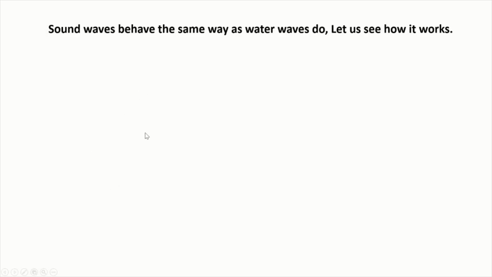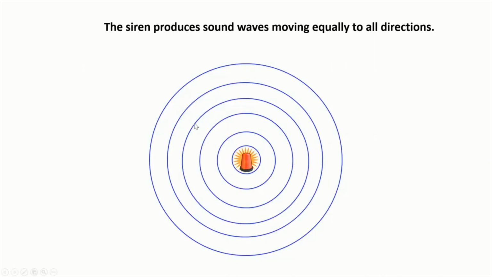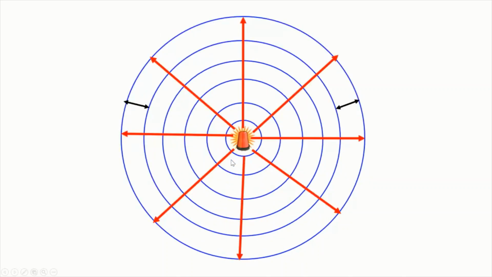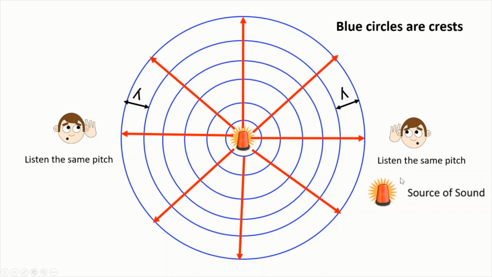Sound waves behave the same way as water waves do. Let us see how it works. This is a stationary sound source produced by a siren. The siren produces sound waves moving equally in all directions. These blue circles are the crests, and the distance between crests is the wavelength. Now, if I place two observers on each side of the sound waves, they are going to hear the same pitch. So this is the sound source, and this is the observer. This is for a stationary sound source.